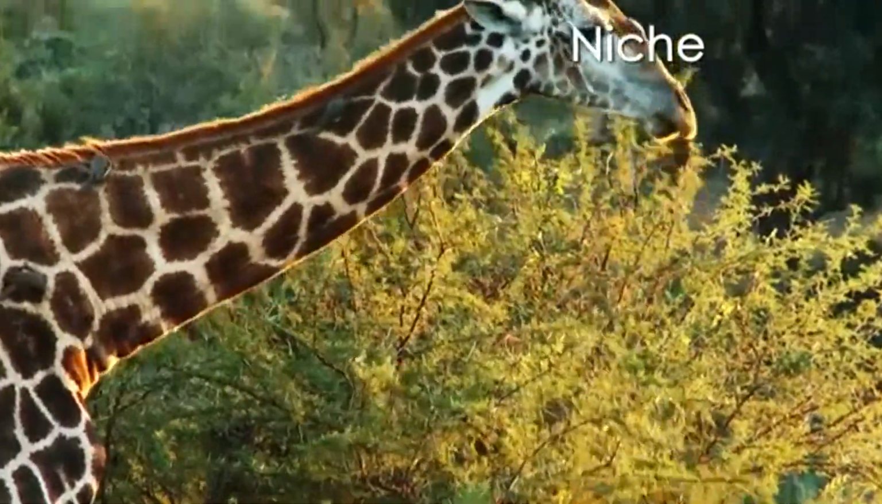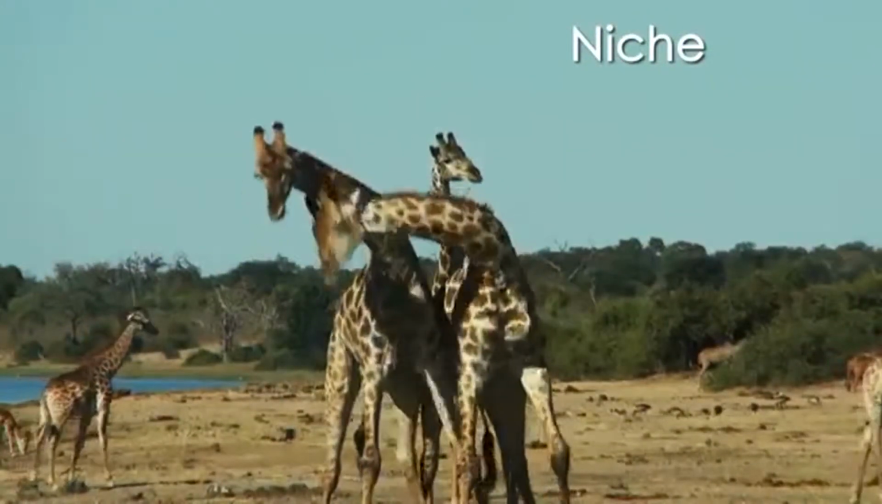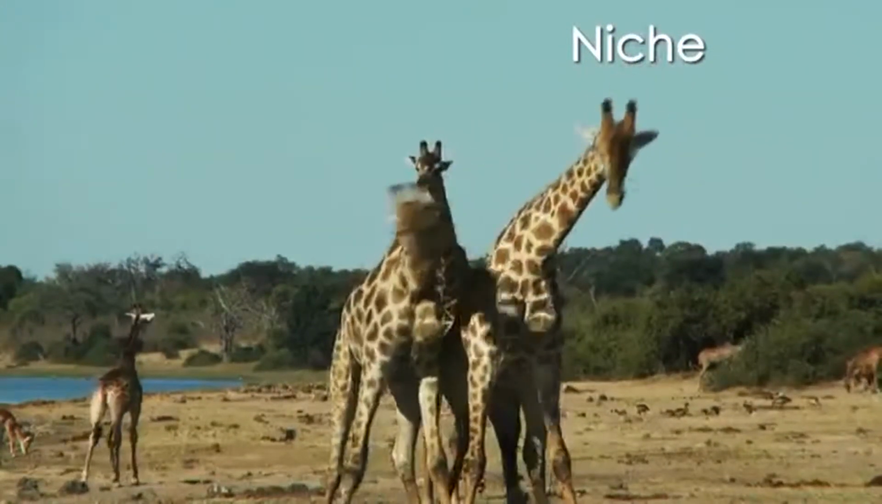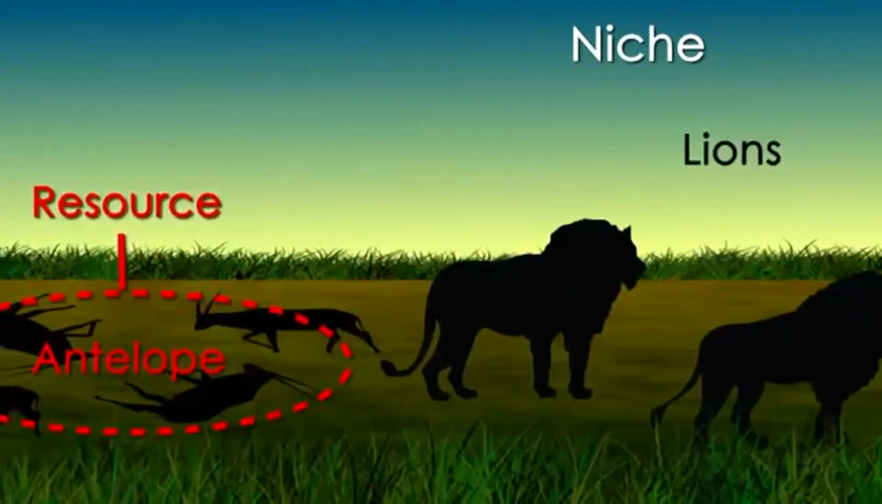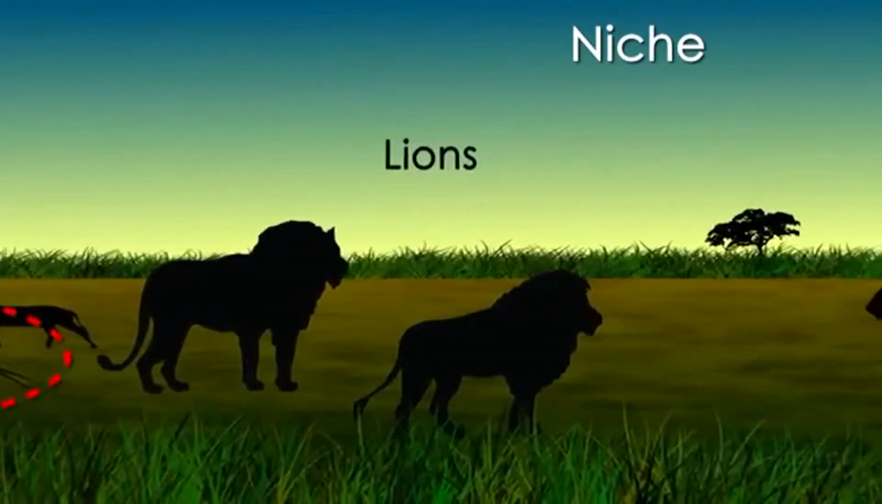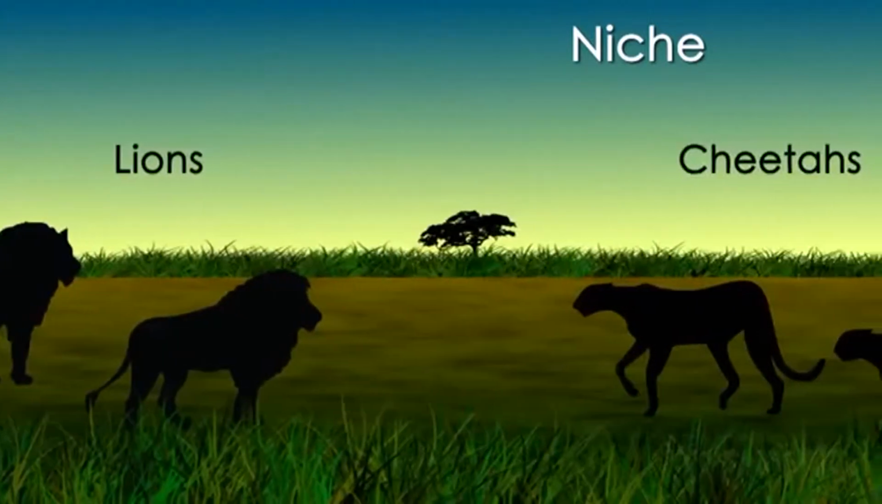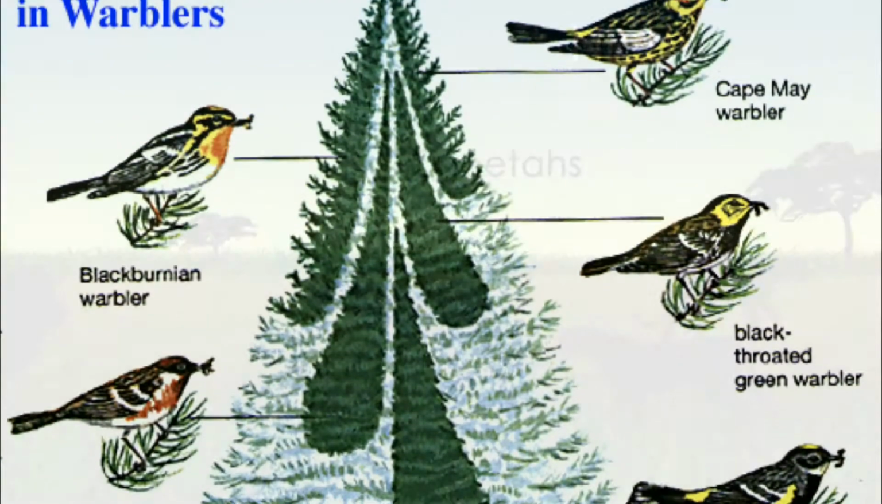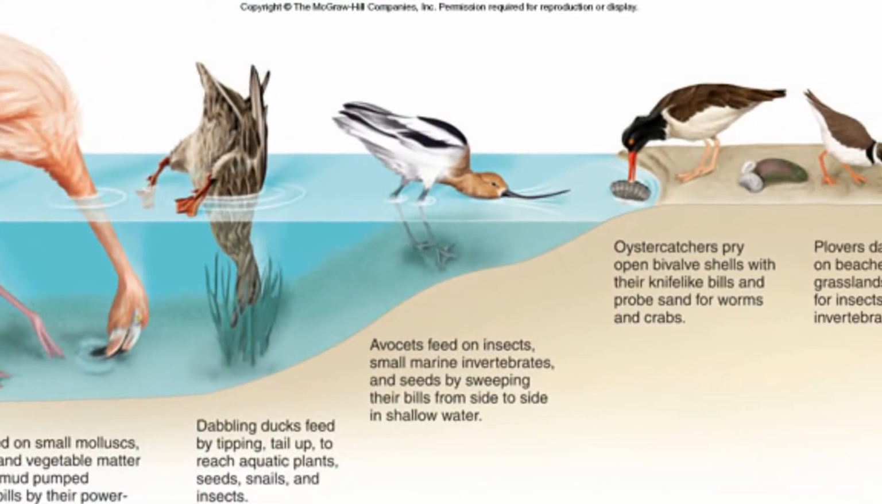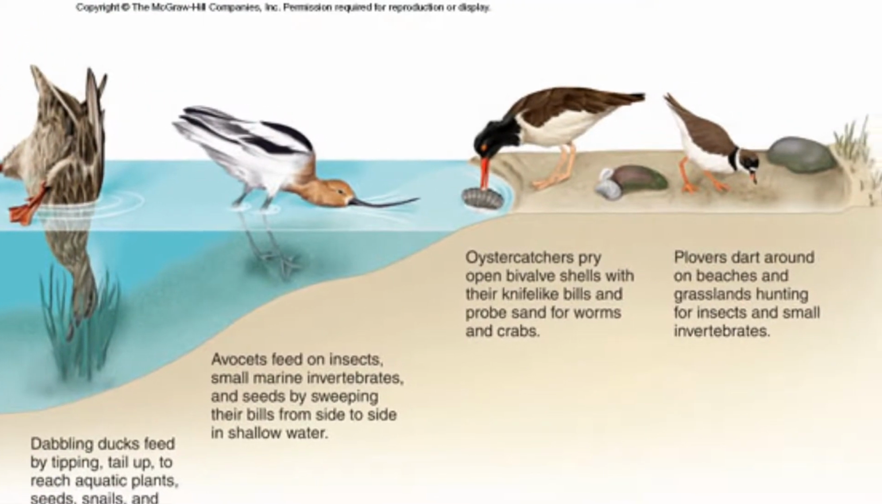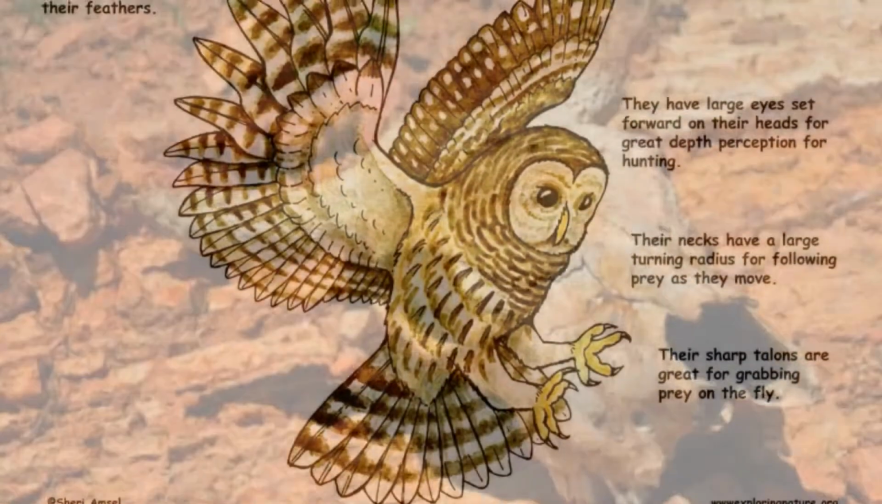A niche is an organism's special role in an ecosystem. What and how something eats, how it behaves, where it lives, all of these things define an organism's niche. Two organisms cannot occupy the same niche for very long. Eventually one will outcompete the other for food and other resources, forcing the other to move, adapt, or go extinct.